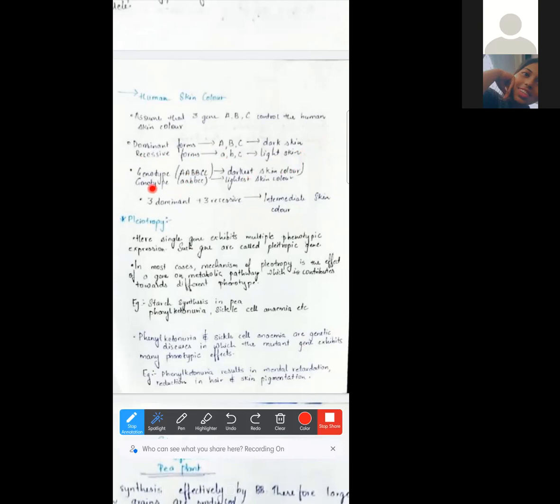If the genotype is capital A, capital A, capital B, capital B, capital C, capital C, then the phenotype is the darkest skin color. And if all these 6 alleles, or 6 genes, are recessive, it has the lightest skin color. But what if there are 3 dominant and 3 recessive? Then it has intermediate skin color.